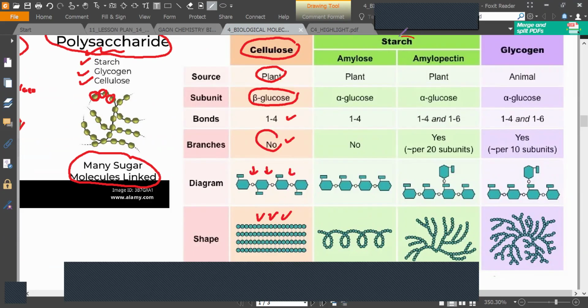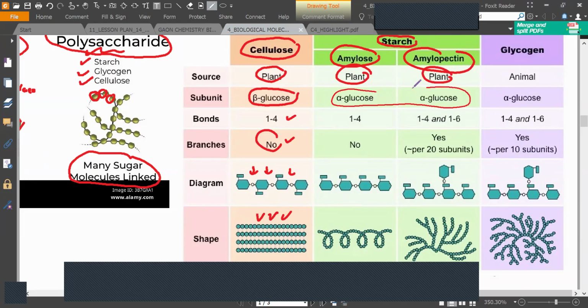Okay, so starch, we have two types, amylose and amylopectin. Both come from plants, and both are made from alpha glucose. The shape is kind of like this. The main difference of this starch is that one is a straight chain, and one has branching.